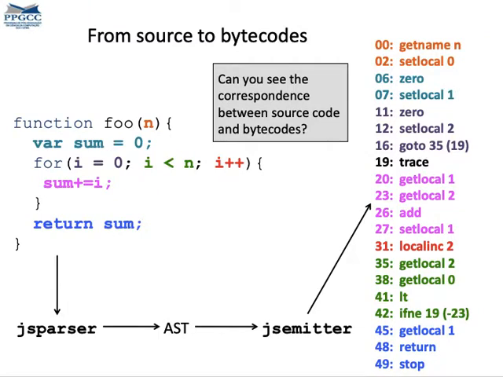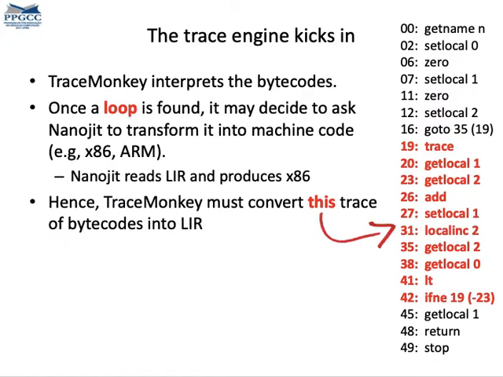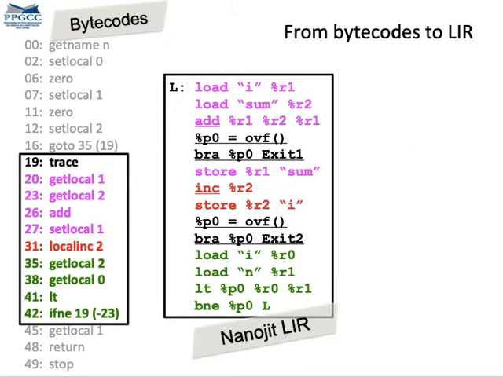TraceMonkey is part of SpiderMonkey, which is a JavaScript interpreter. Given a program like this one on the left, SpiderMonkey produces and interprets a representation like this one on the right. Once a loop is found, SpiderMonkey calls TraceMonkey to convert this loop into binary. Not the entire loop, but a path within the loop actually. TraceMonkey works in a program representation called LIR, which means low-level intermediate representation.